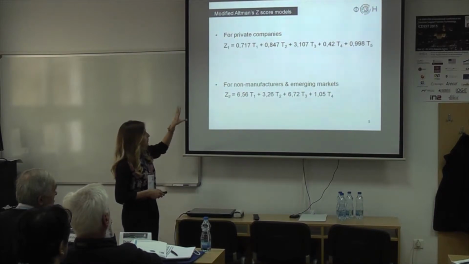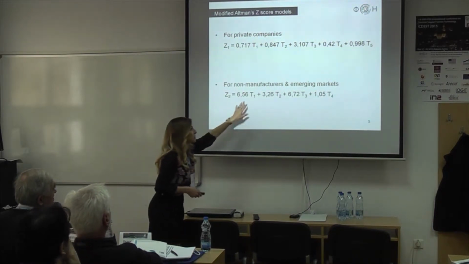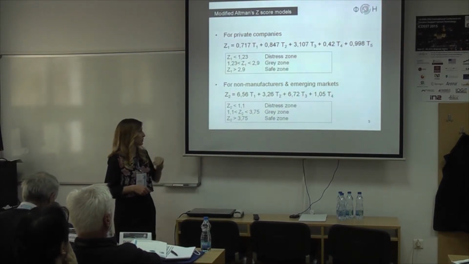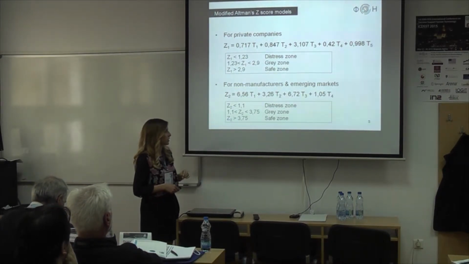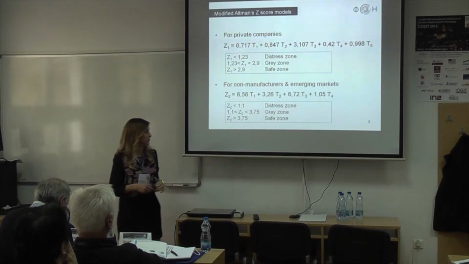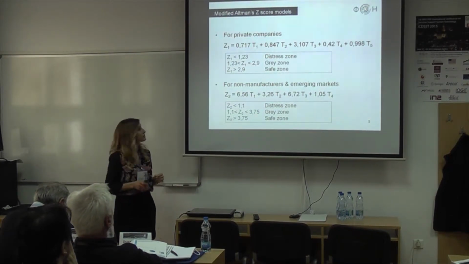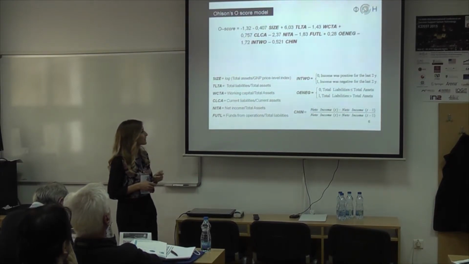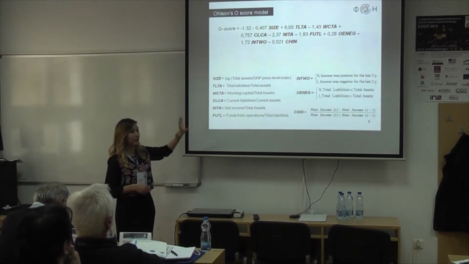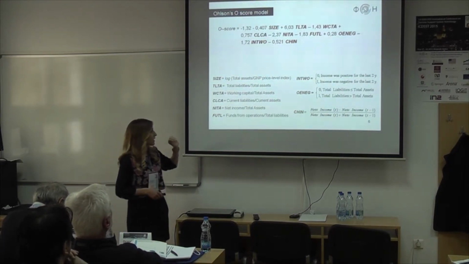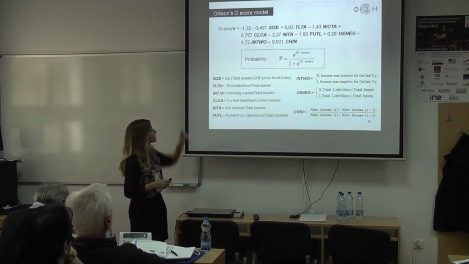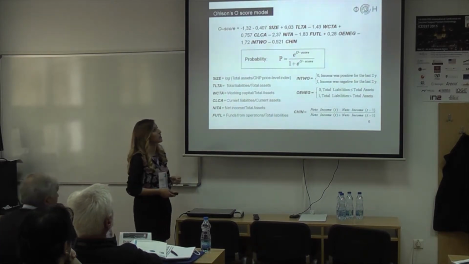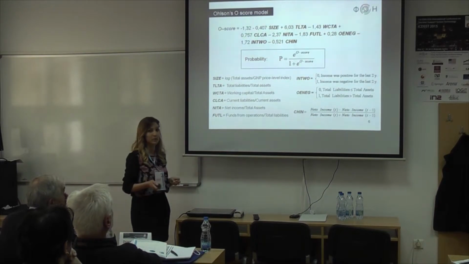These models are pretty much similar, but you can see here that the parameters have different weights. And each model, according to Altman as well, had different borders for the zones. Then the third model was Ohlson's O-score model, and as you can see here, it has more than 5 financial ratios, and based on these ratios, it calculates the O-score value, and it's possible to calculate the probability that this company is going to go bankrupt.